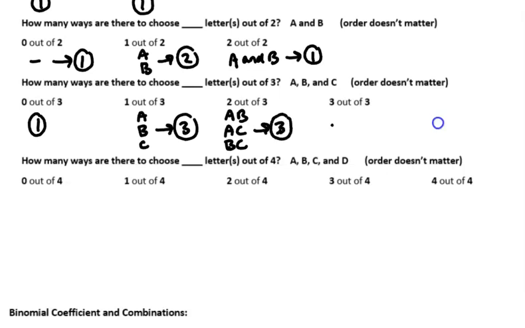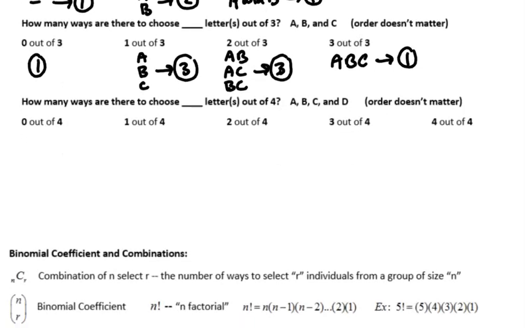How many ways to get 3 out of 3? The only thing I can get is all 3 letters, A, B, C. One way. Now let's go to 4. How many ways are there to choose 4 letters out of 4? Or how many ways are there to choose 0, 1, 2, 3, or 4 letters out of 4? 0 out of 4, once again, one way. 4 out of 4, A, B, C, or D. 4 ways.